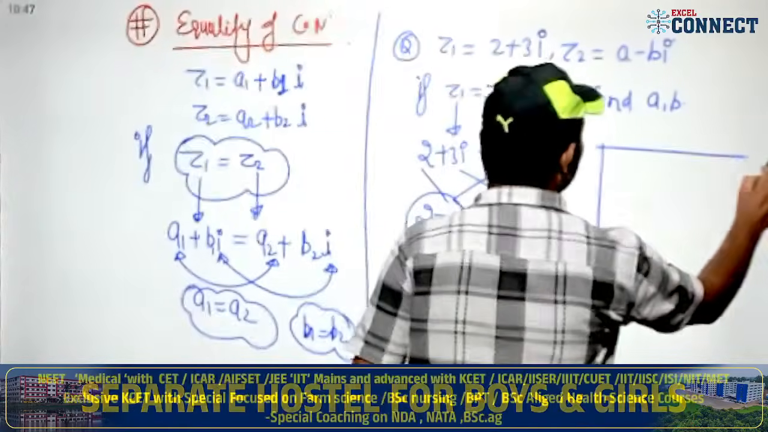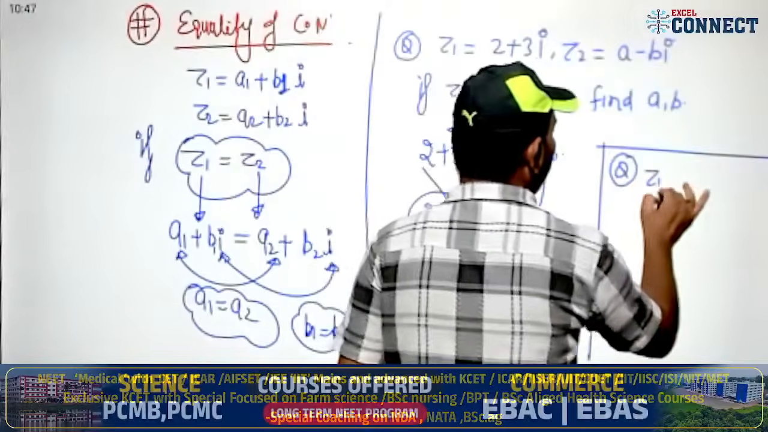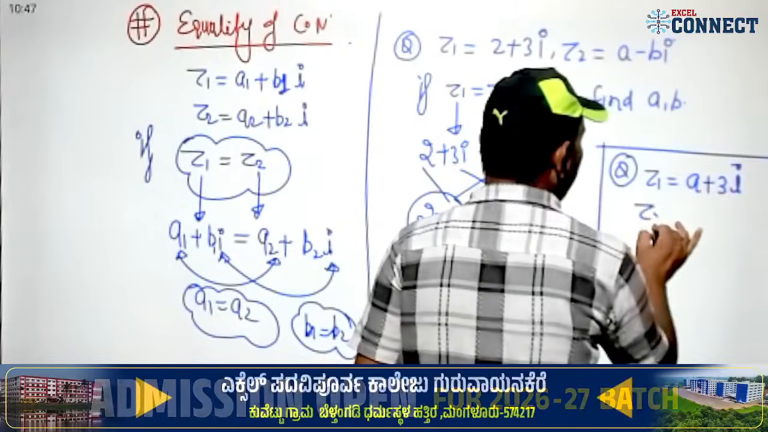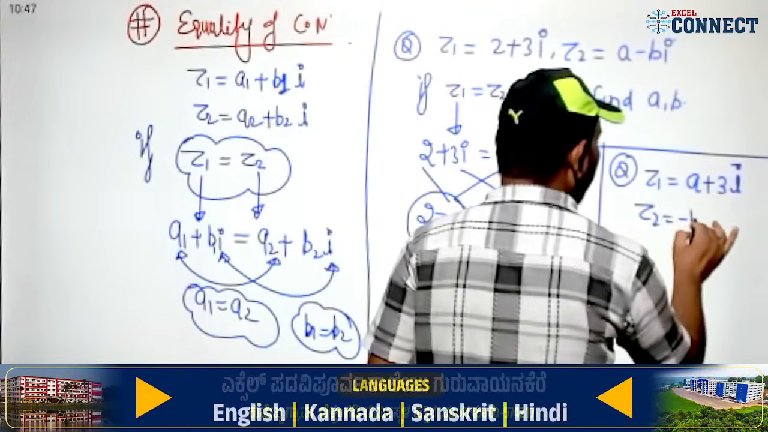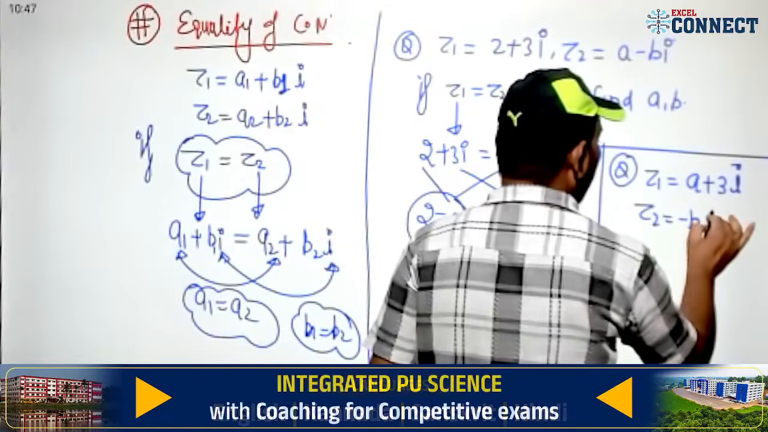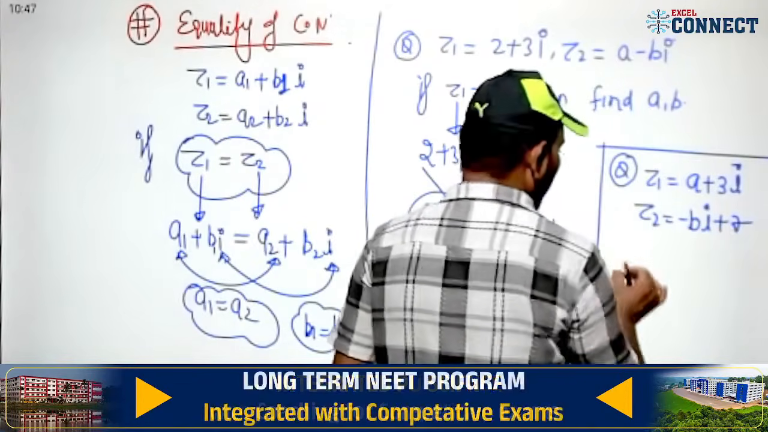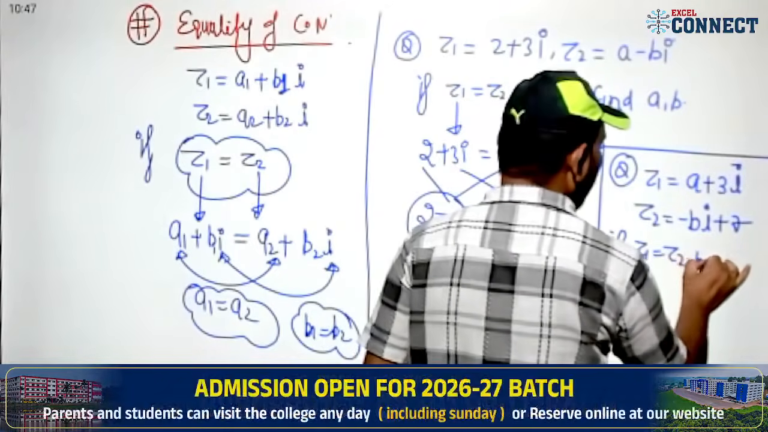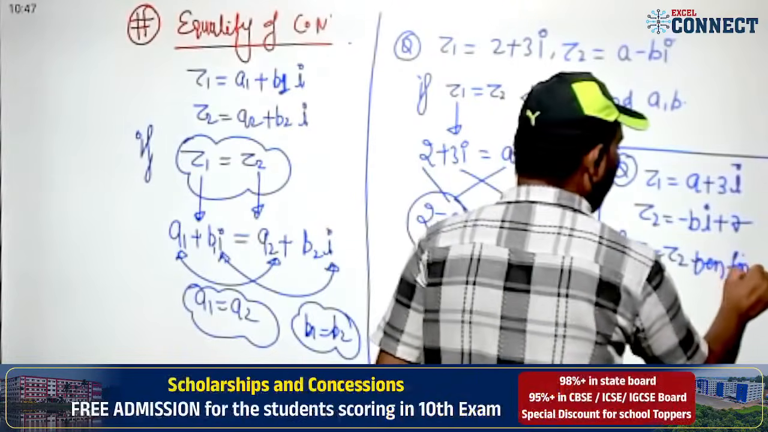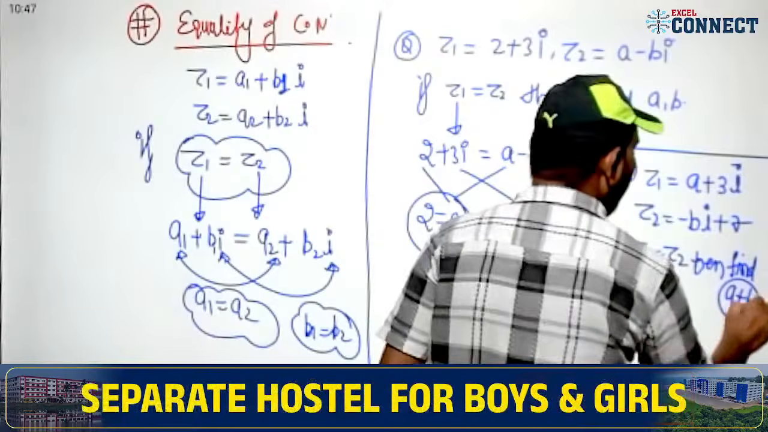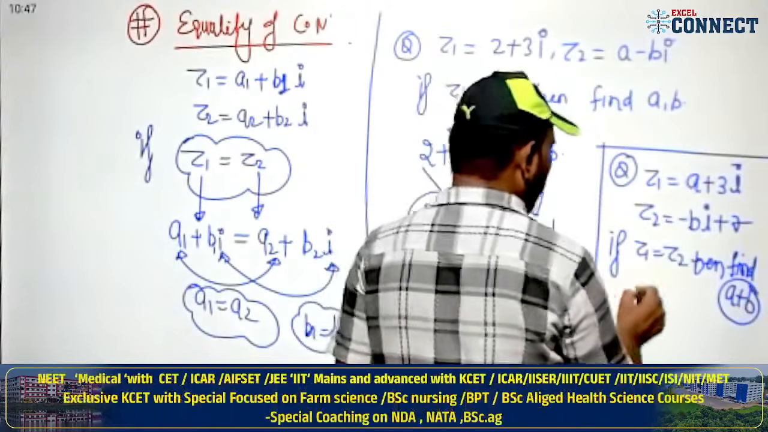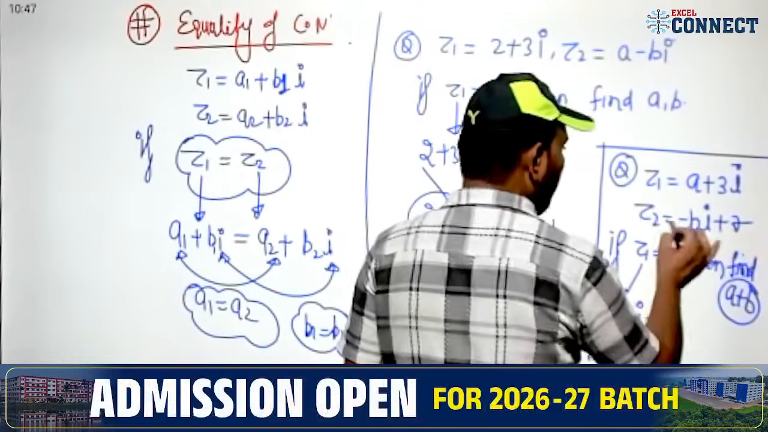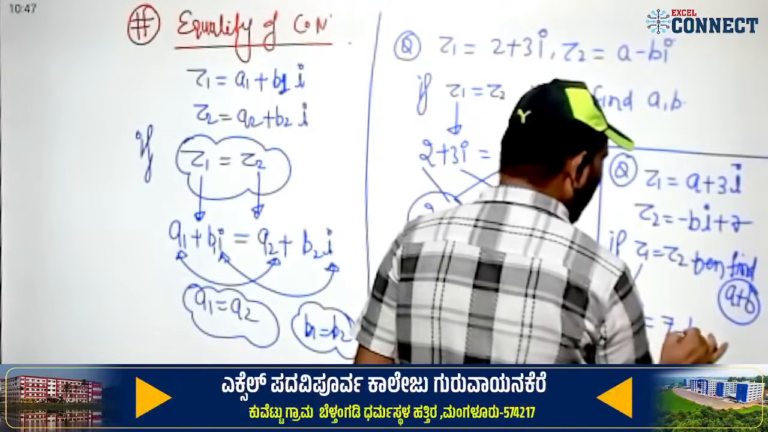Simple. If I give the question: Z1 is equal to A plus 3 iota, and let's suppose Z2 is equal to minus B iota plus 7, let's suppose given. And if I am saying Z1 is equal to Z2, then find A plus B. What is A plus B value? So this is equal to this. Z1 is A plus 3 iota. Z2, first write real number, so it is 7 minus B iota.